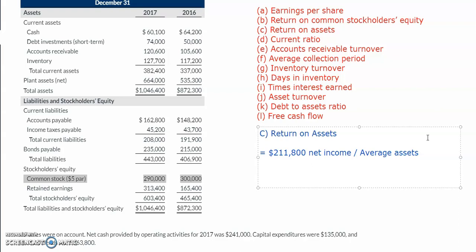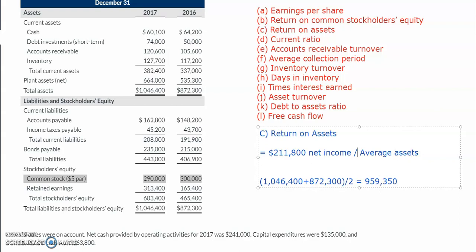So for our average assets, I'm going to take 1,046,400, and I'm getting this total assets from our balance sheet, plus 872,300, and divided by 2. So our average assets is going to be 959,350.